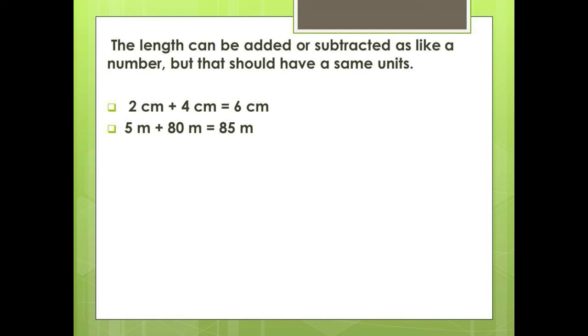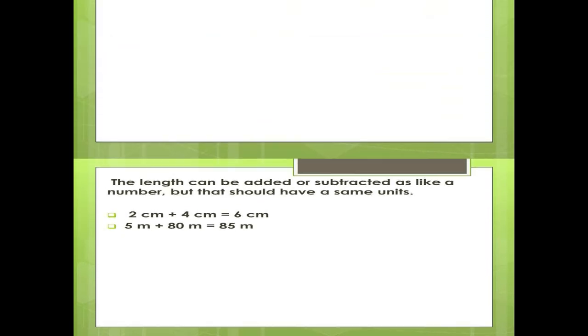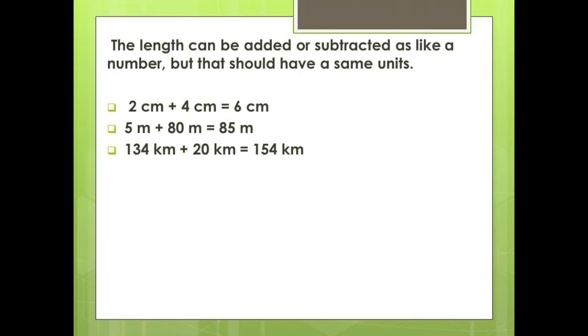Here also the units are same. So we are adding. 134 kilometer plus 20 kilometer equals 154 kilometer. Here we are adding because the units are same.